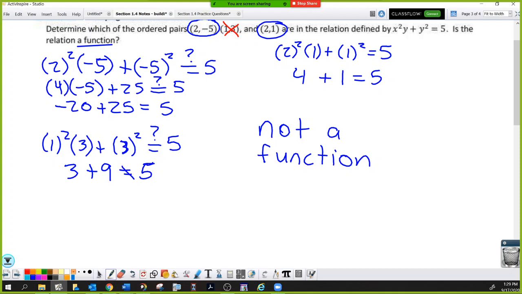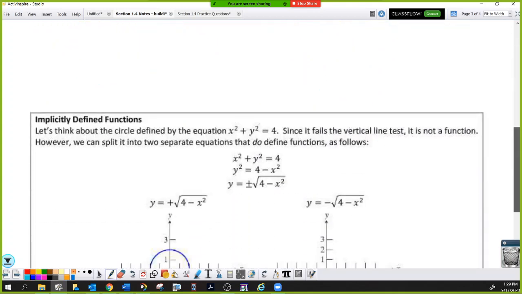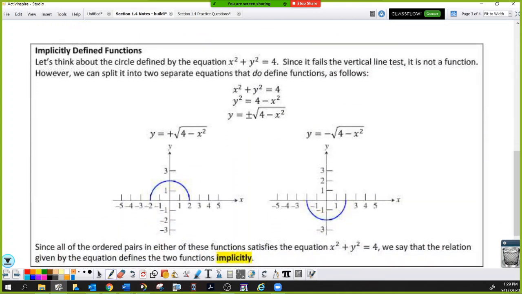Sometimes you can, sometimes you can't. If you have the ability of getting y by itself and solving for y, then the graphing calculator could graph it. But what would normally happen is you would end up with more than one equation for y. We call these implicitly defined functions.